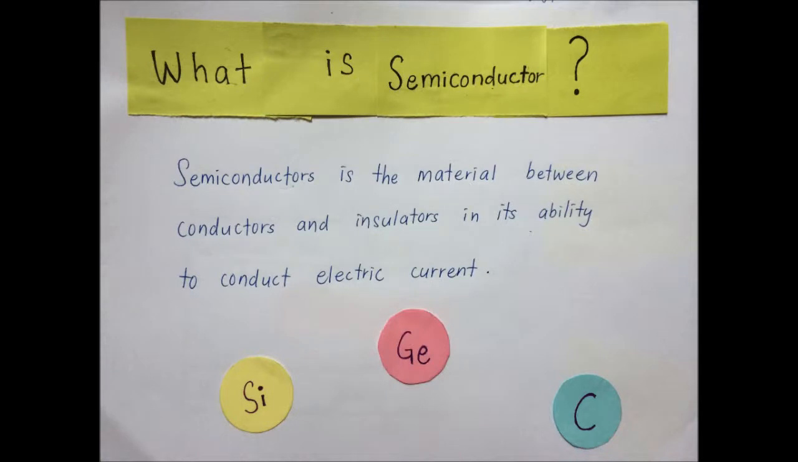What is semiconductors? Semiconductors is the material between conductors and insulators in its ability to conduct electric current. The most common semiconductors are silicon, germanium, and carbon, which contain 4 valence electrons.